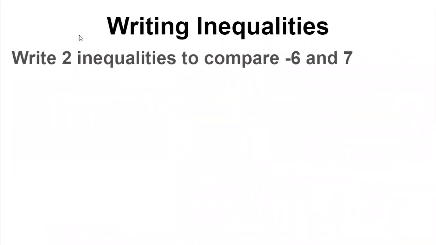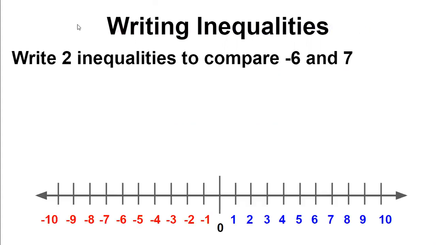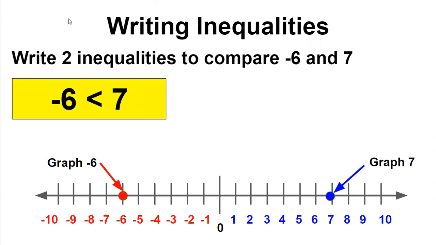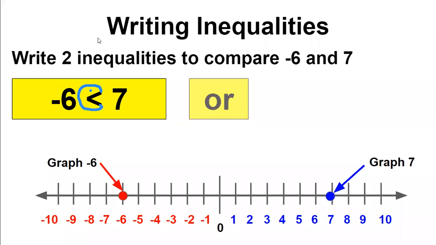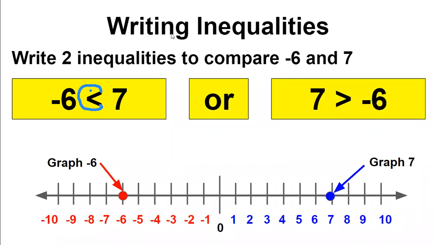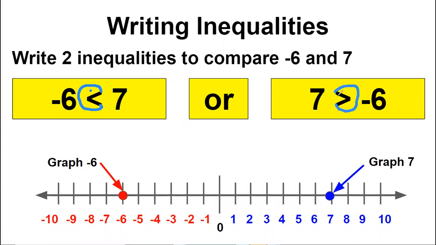Okay, let's look again. Write 2 inequalities to compare -6 and 7. Bring our number line down and let's graph these. Let's graph -6 and graph 7. There we have -6 and there we have 7. Okay, so we can say that -6 is less than 7. Remember, 7 is farther to the right. So 7 is the bigger number. Pac-Man will eat the bigger number. Or we could say what? Did you get it? 7 is greater than -6.